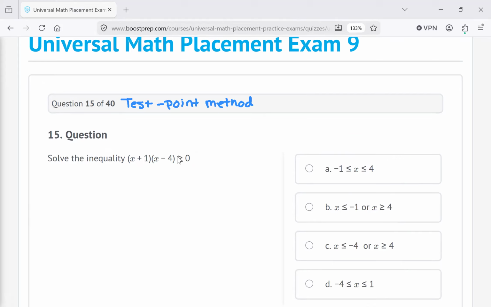Then what I would do is look at the symbol. It says greater than or equal to. That represents a positive sign. So what does that mean? I'll explain in a bit. Then what I'm going to do is actually find my x's. So if you want, you can write this as an equation, not an inequality. When I solve, I get x equals -1 and x equals 4. Then what I'm going to do is put it on a number line.